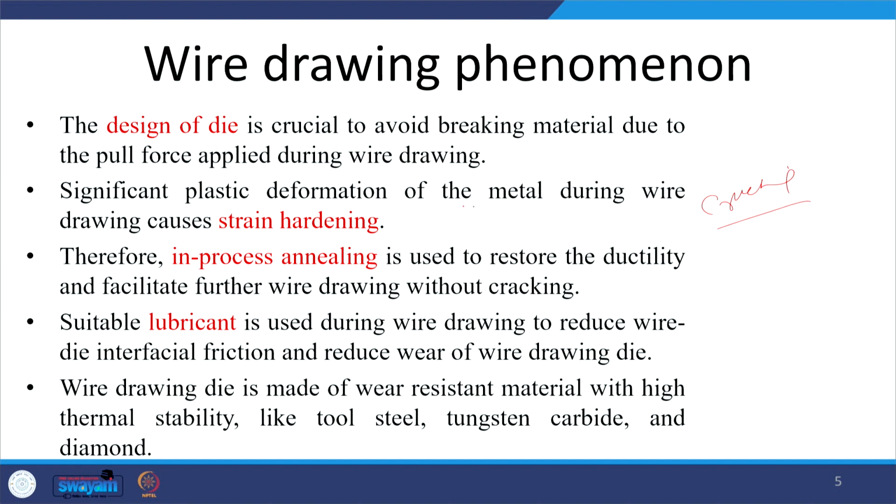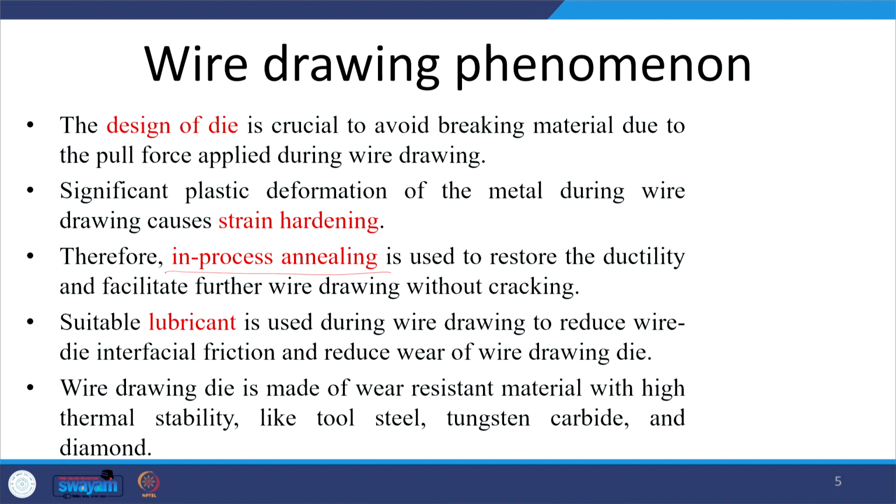So, significant plastic deformation of the metal, especially under the low temperature conditions, causes the strain hardening, and when the continuous strain hardening is being experienced by the metal at different stages of the wire drawing, when passing through the series of the wire drawing dies, it loses its ductility and experiences increased hardness and yield strength. Therefore, it becomes important to soften the material, and for that purpose in process annealing is carried out.